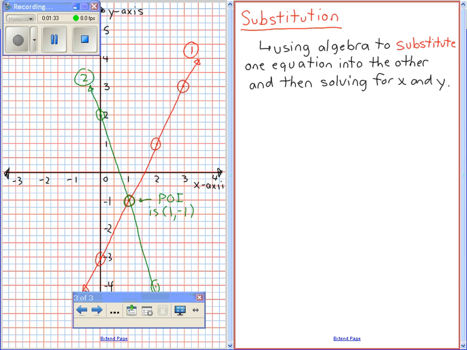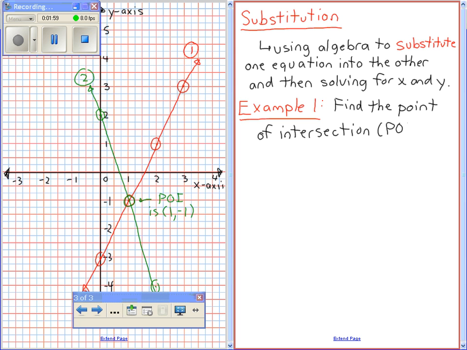Okay, so example one. I'm going to take you through example one. Then at the end of this video, I'm going to throw the second example on the board, we'll pause it, and Ms. Skiba will give you a chance to do it. So example one says, find the point of intersection, which I call the POI, so I'll be using that often, of y equals 2x minus 1 and 2x plus 3y equals 21.